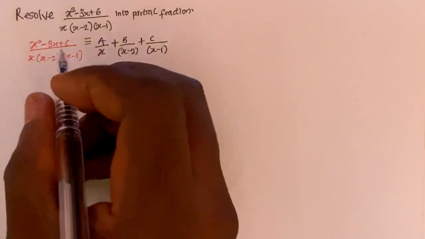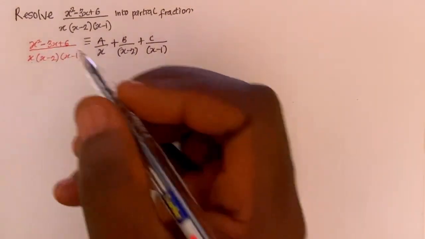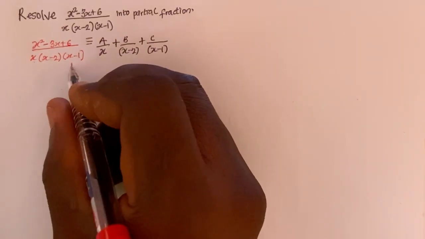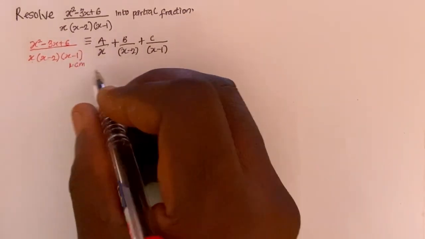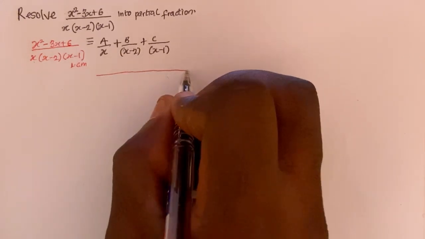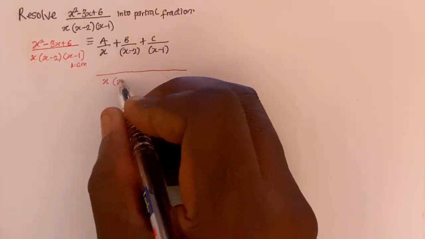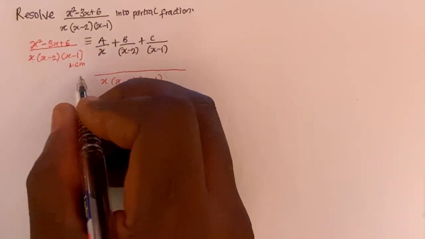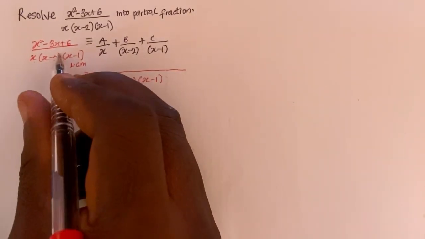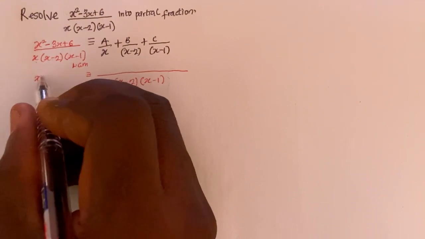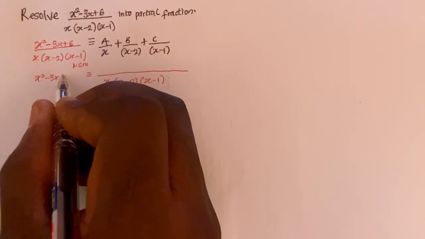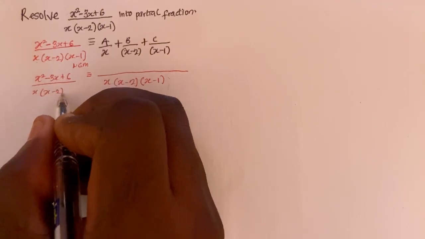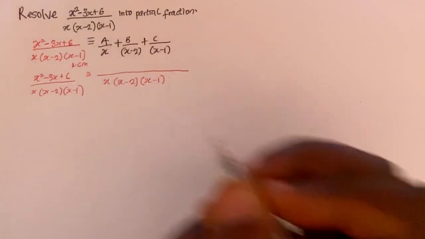After that, I will go ahead and find the LCM. The factor is going to be x into bracket x minus 2, then open another bracket x minus 1. Then this is equivalent to this side, which is x squared minus 3x plus 6 divided by x into bracket x minus 2, then into bracket x minus 1.